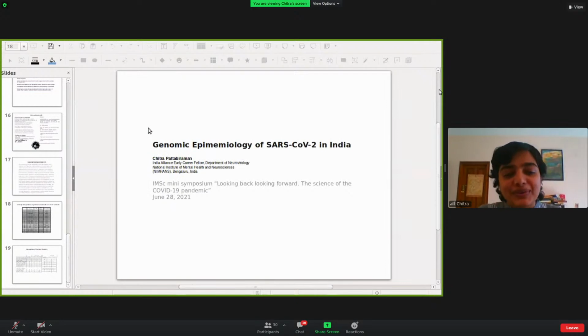basically what I'm going to do is talk about genomic epidemiology of SARS-CoV-2 in India, and take you through what we have learned from genomics and lead up to Vinod Scaria's talk, in which he's going to talk about continued genomic surveillance and the importance of that and some of the programs that he's helping set up. So the idea is to build up to that.